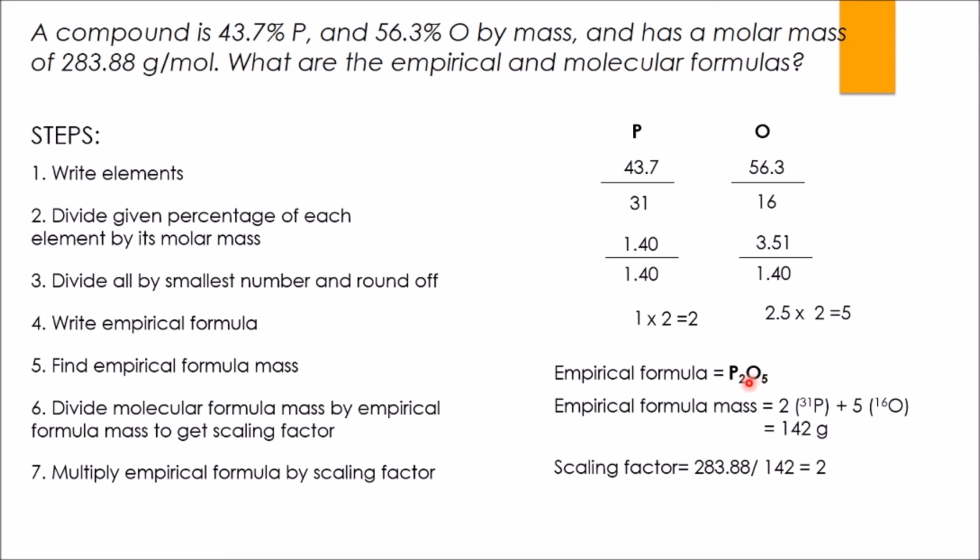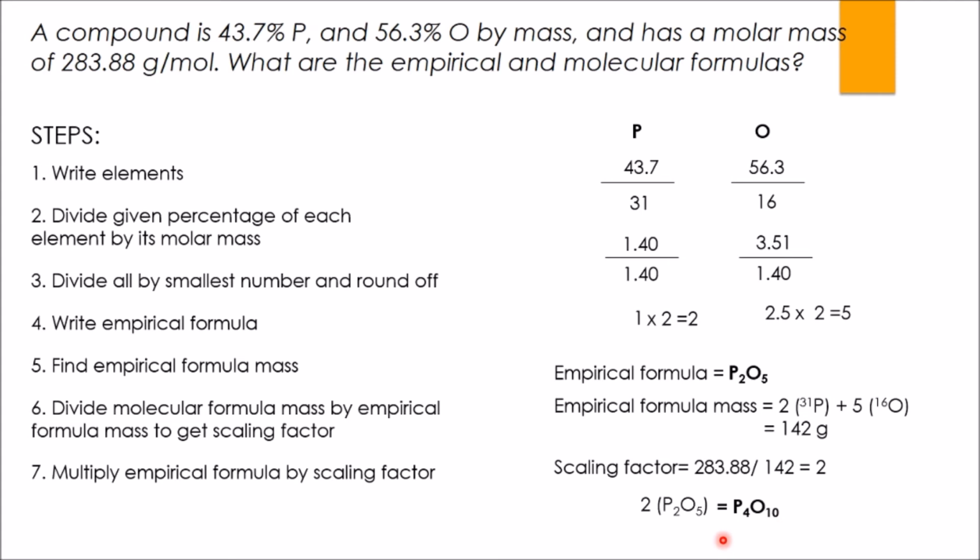This empirical formula mass is P2O5. We are going to multiply it by 2 and we are going to get molecular mass in that way. What is it? We have the empirical formula, which is P2O5. We multiply it by the scaling factor, which is 2. We get P4O10. So P2 when multiplied by 2 turns into P4. 2 2s are 4, and 5 times 2 is O10.